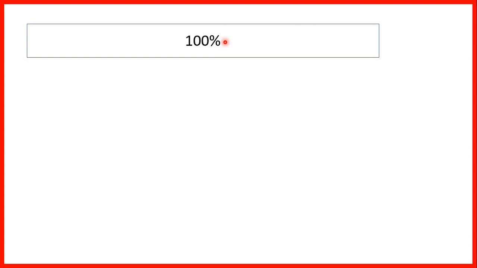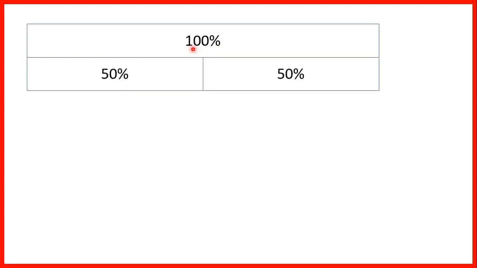We can show percentages on a bar model. So 50% is half of 100% because 50 is half of 100. So our 50% bar is half the size of our 100% bar. Or two 50% bars are the same size as one 100% bar.